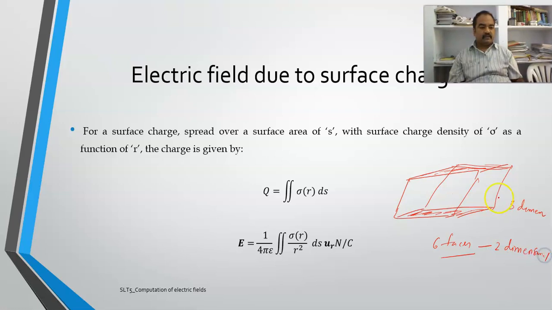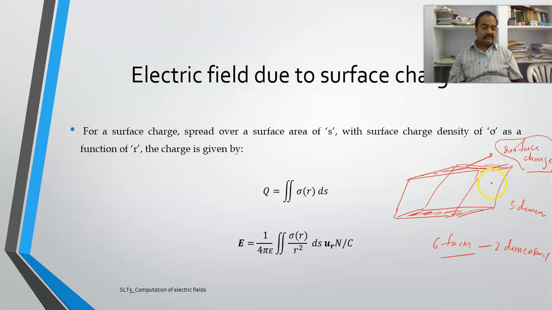So if a charge is spread over this particular face, then it is called a surface charge. Now it is a surface charge. This is occupying 2 spaces, which is a 2-dimensional thing. So we have seen these 2-dimensional and 3-dimensional elements in the previous lectures.